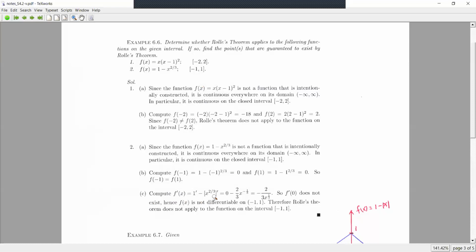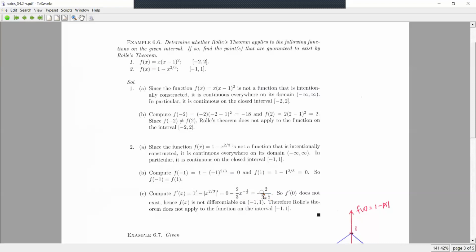This is the difference rule, and the derivative of a constant is 0. x to the 2/3 power is a power function, so I can apply the power function formula to get 2/3 times x to the power 2/3 minus 1, which is -1/3. Because the power is negative, I can move it to the denominator. So this is the derivative of the function.